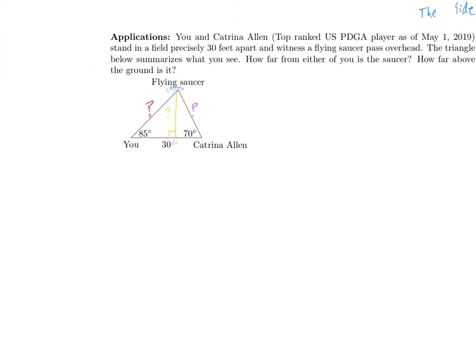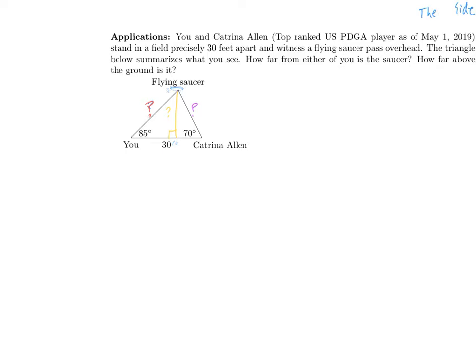So, the situation. You and Katrina Allen stand in a field precisely 30 feet apart and witness a flying saucer pass overhead. This triangle summarizes your positions and the angle at which the flying saucer flies overhead. How far up is that flying saucer? How far from you is it? So let's try to work that out.